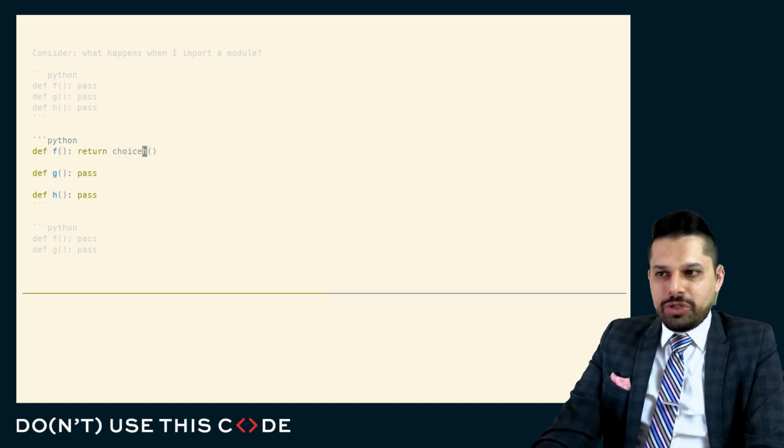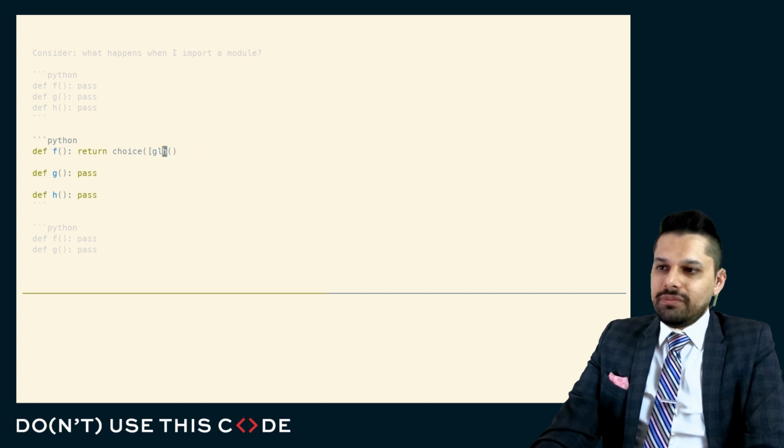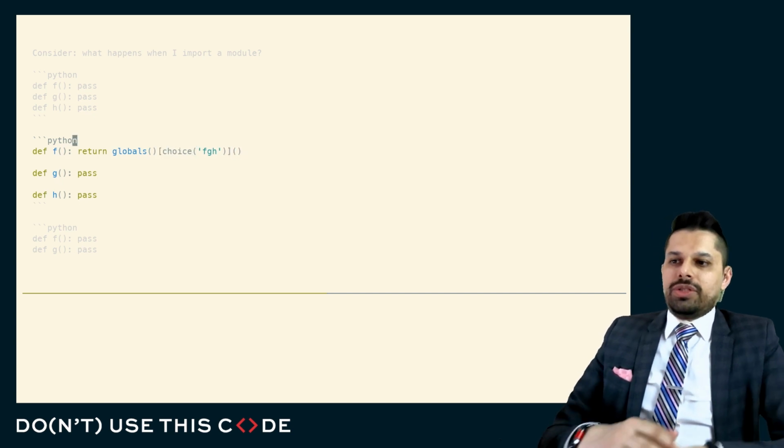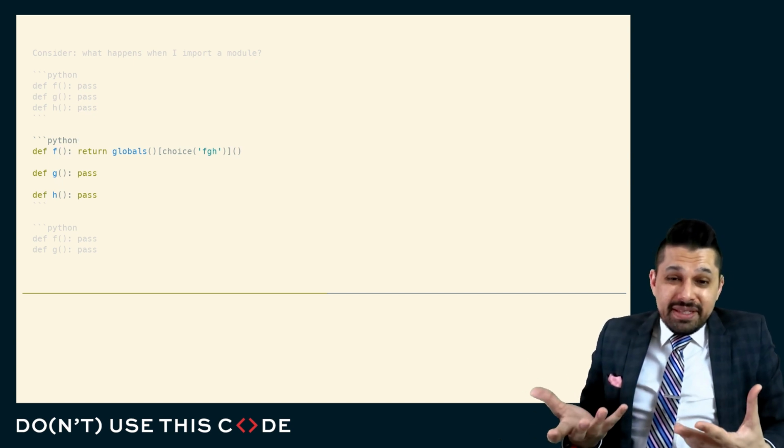And remember, this could be arbitrarily complex. This could be a globals lookup. This could be a choice of F, G, H. We could do a globals call here. We could make this arbitrarily obscured to anything but the Python runtime. And how does it know which of those it needs, those dependencies?